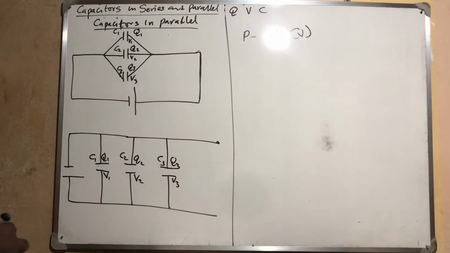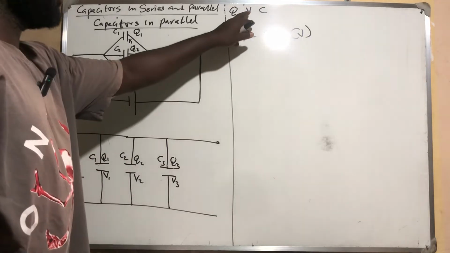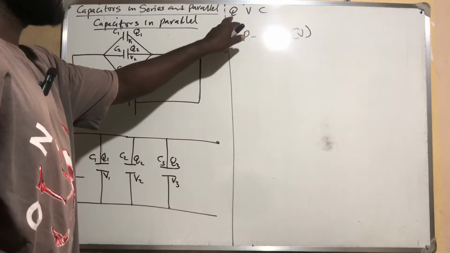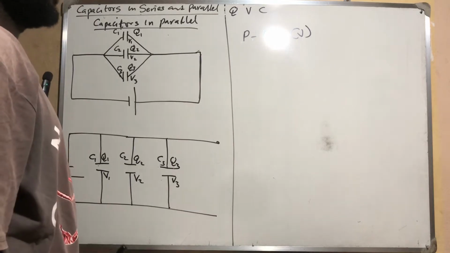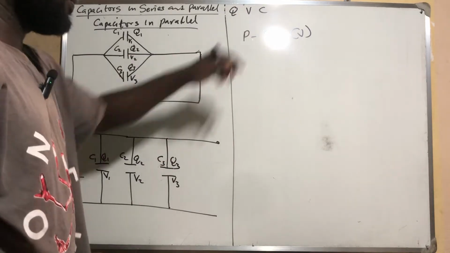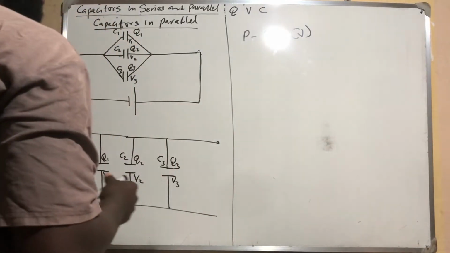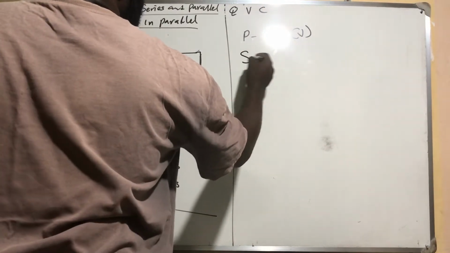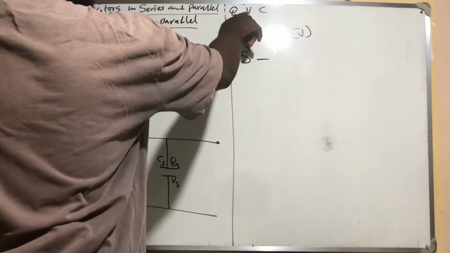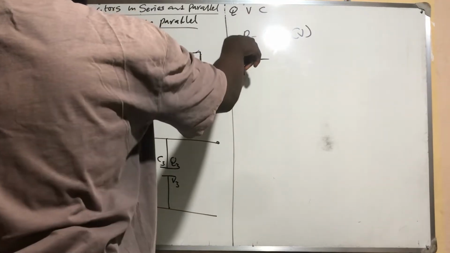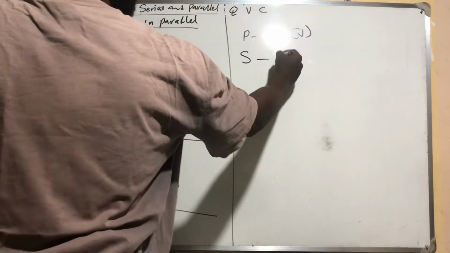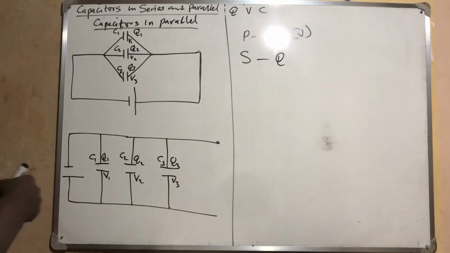So if the potential difference is the same, it means that the charges are not the same. Now, if they are arranged in series, since we have said that the potential difference is the same for parallel, it means that the charge is the same for series. Then the potential difference is not the same. So let's continue with the parallel.